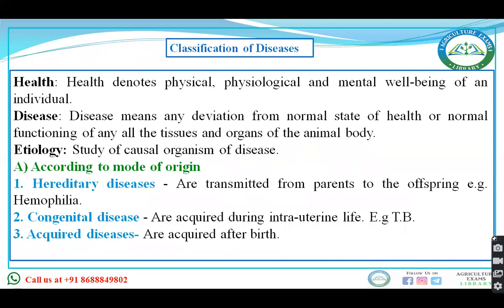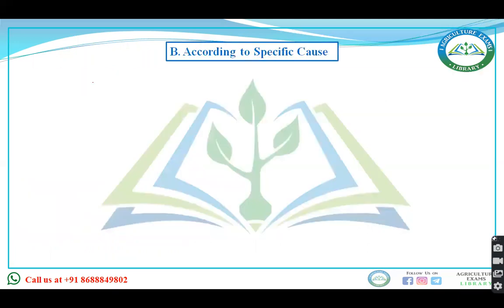Okay. Now, next is classification. Simply, what is health? It is the physical, physiological, and mental well-being of an individual. And disease, if it deviates from the normal state of health, then that is disease. The cause of the disease is known as the etiology. According to the mode of origin, there can be three types of disease. One is hereditary. It is clear from the word that it is transferred from parents to offspring, like hemophilia. Then there is congenital, which is acquired during intrauterine life, and acquired, which is acquired after birth.